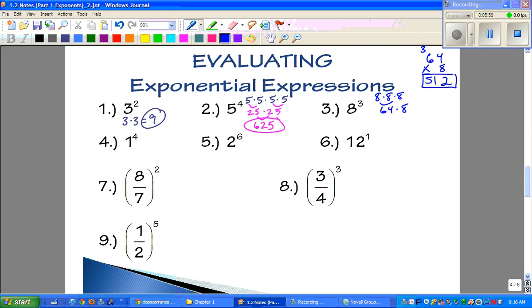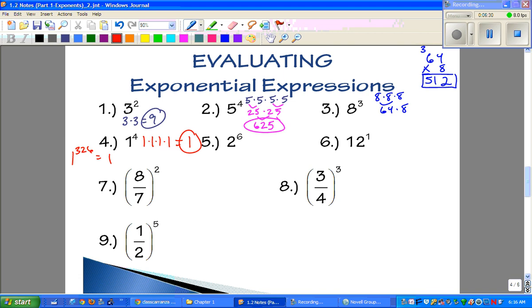Now let's do number 4 real quick, because right away when we see this 1 to the 4th, our brain wants to say, hey, the answer's 4. But that's not right, because 1 to the 4th is saying 1 times 1 times 1 times 1. And 1 times itself, no matter how many times, is 1. You could say 1 to the 326, and the answer is 1.